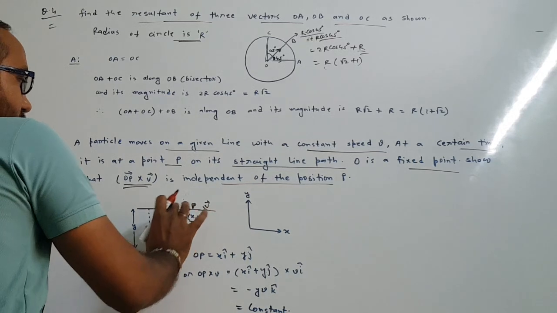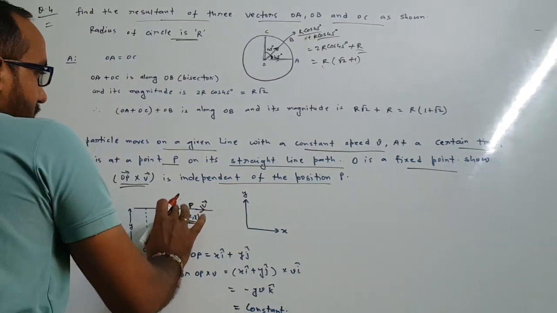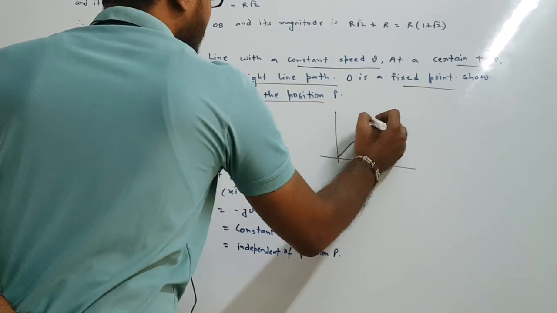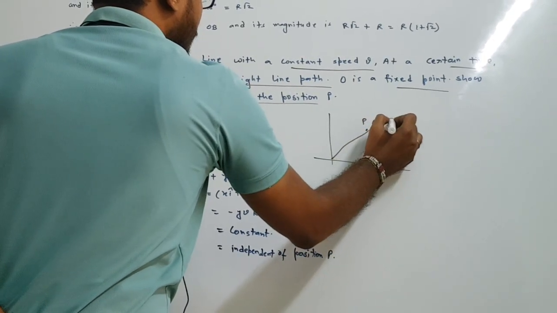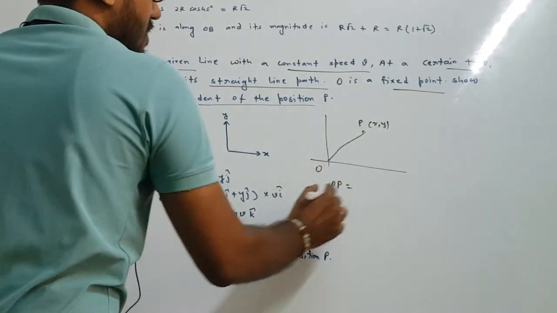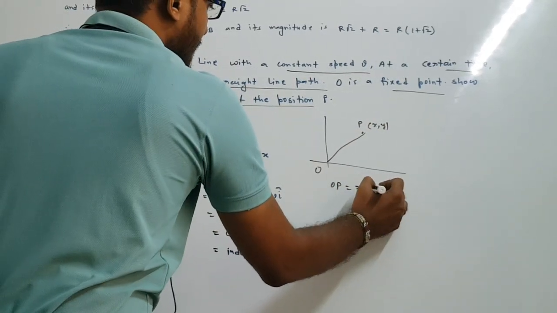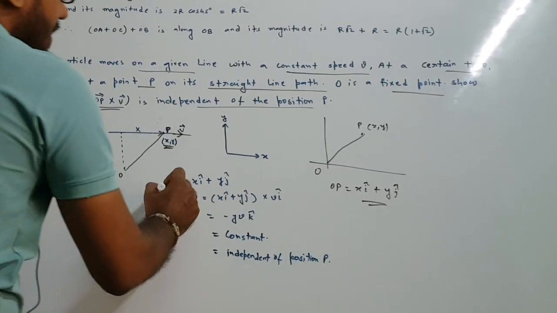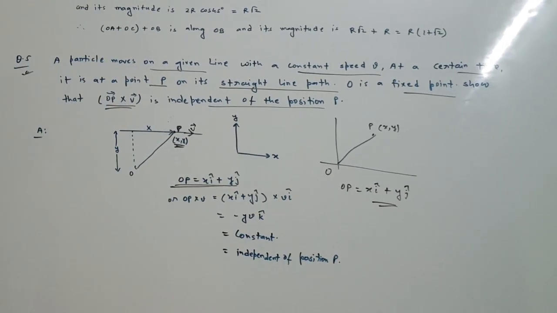And what is the distance between OP? You have to find the position vector first. Let us say this is your OP vector, and the coordinate is x comma y. How do we write the position vector? OP is your position vector. Position vector is x i cap plus y j cap. This is your position vector. So OP is x i cap plus y j cap.